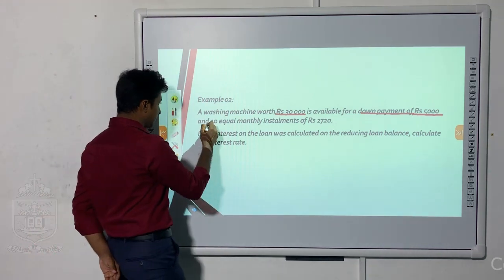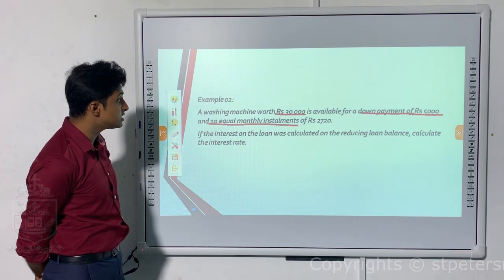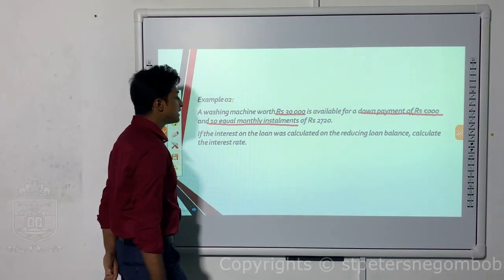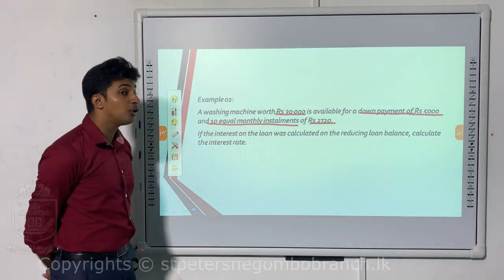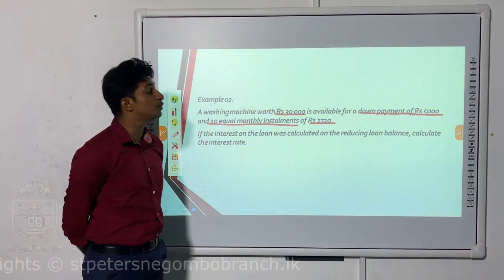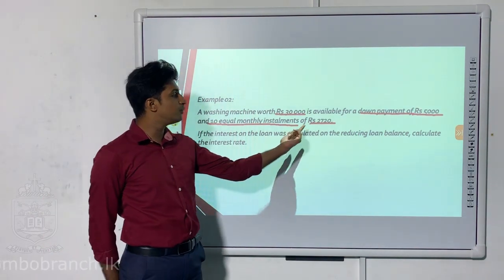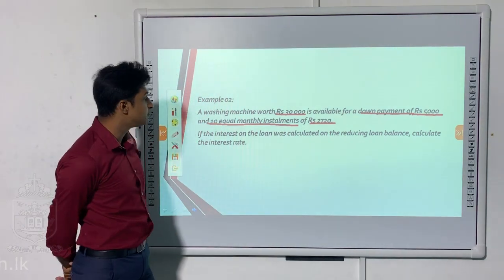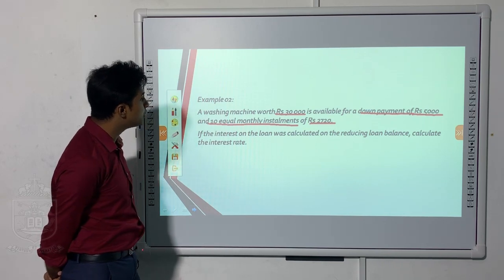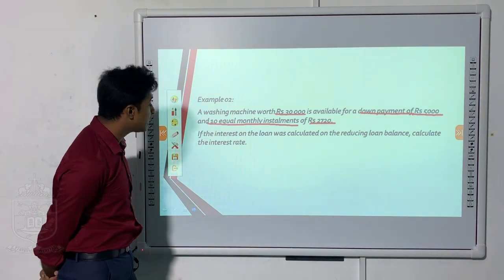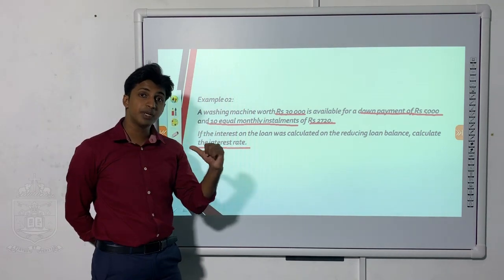Next, 10 equal monthly installments. It has to be paid in 10 equal monthly installments of rupees 2,720. That means for one monthly installment you have to pay 2,720. Then if the interest on the loan was calculated on the reducing loan balance, that is hire purchase, calculate the interest rate. Now the first example was under the first type.